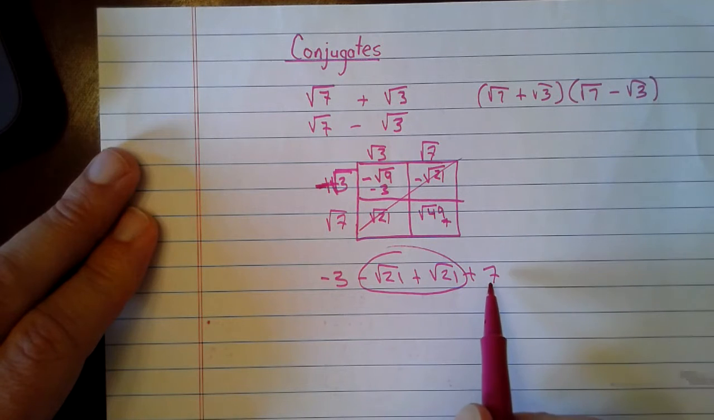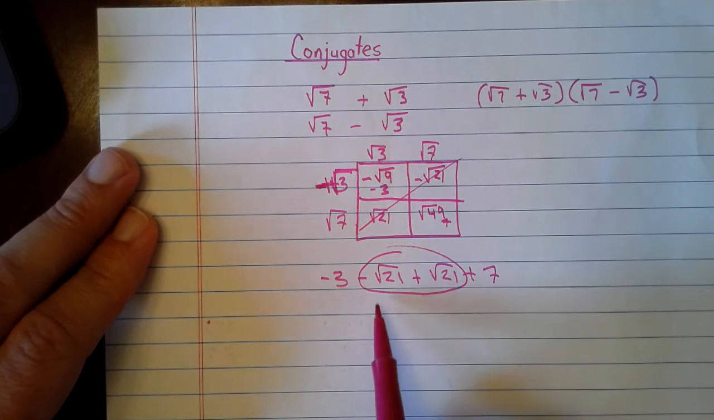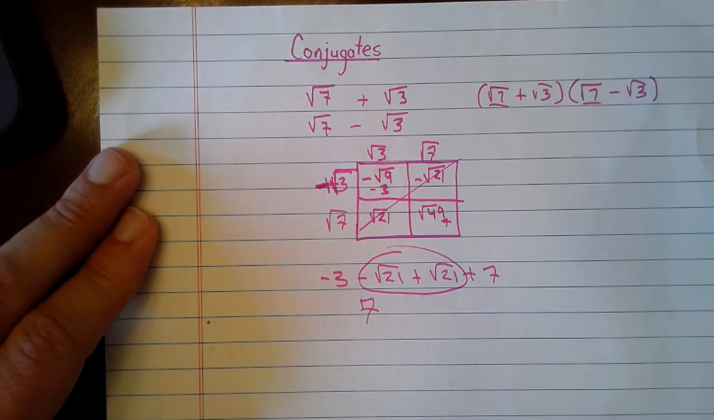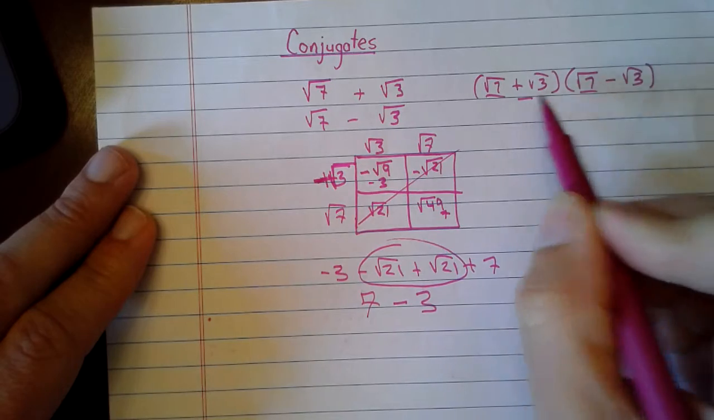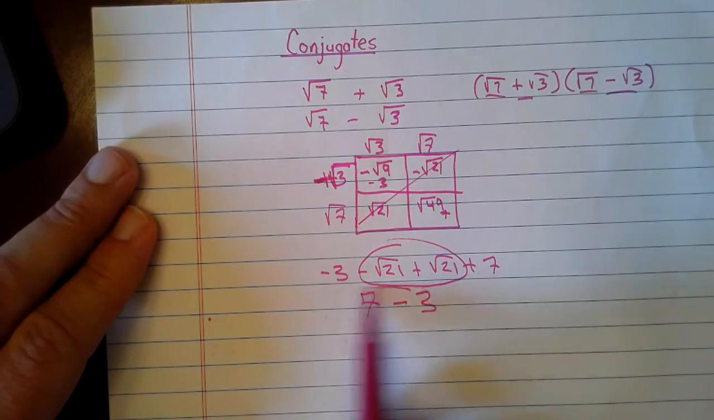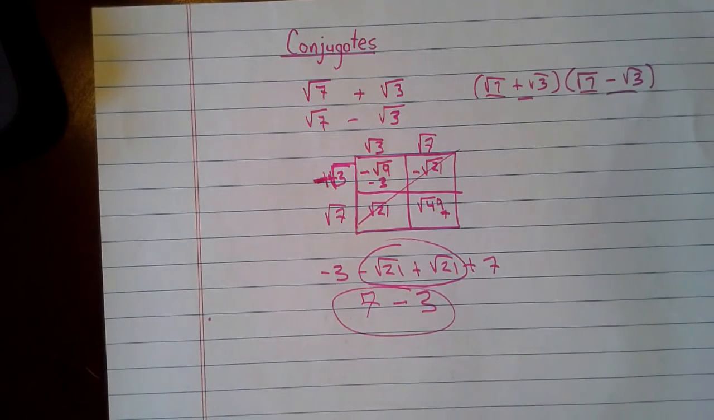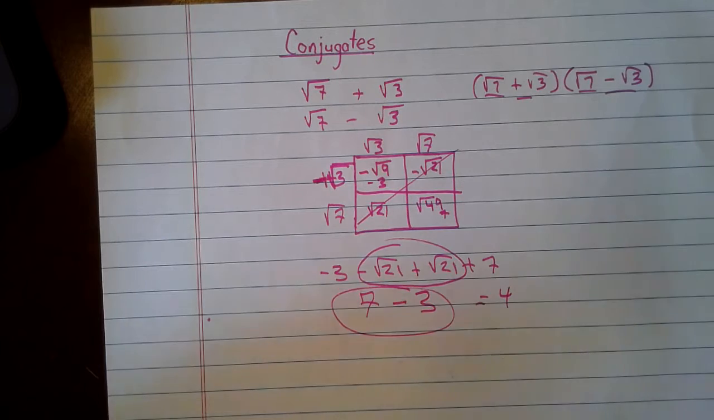So I'm left with 7, root 7, minus 3. Positive, negative, same number. This is the difference of squares. Now I know that equals 4. Yes, that does equal 4. And that will come in helpful when we are dividing, but that is how conjugates work.